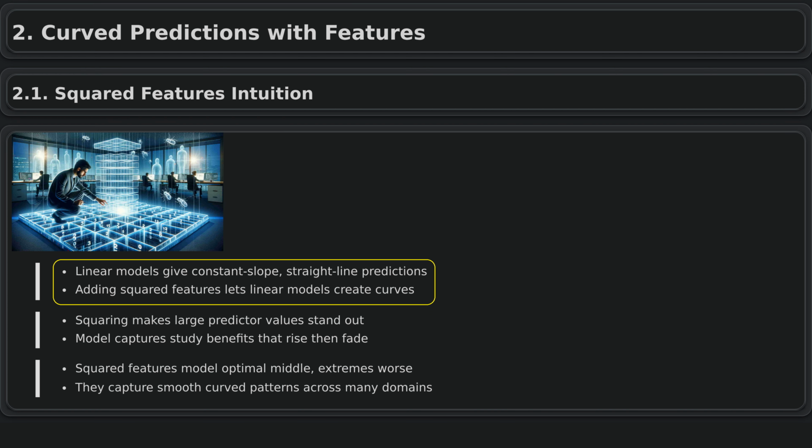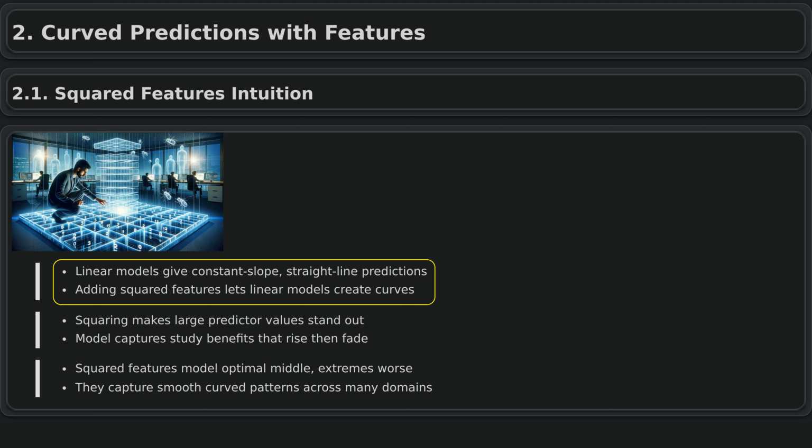By adding the squared version of the predictor to the model, larger values are emphasized, and the model can trace a curved pattern. Including both the original and squared predictor keeps the model linear in how it combines features, while allowing the predicted relationship to bend as the predictor changes.